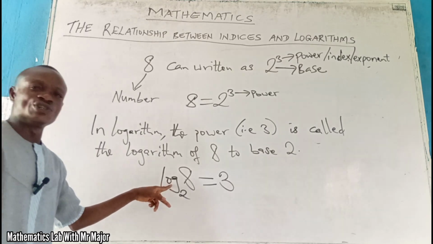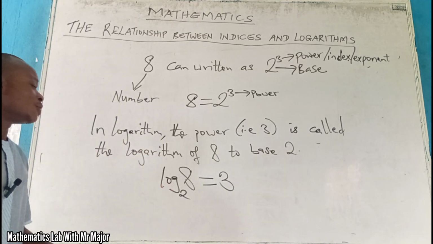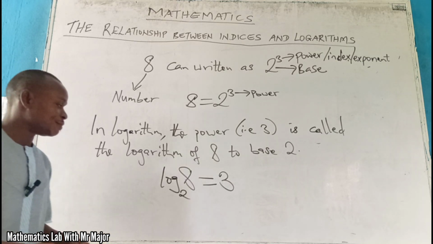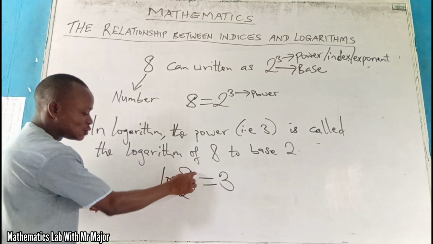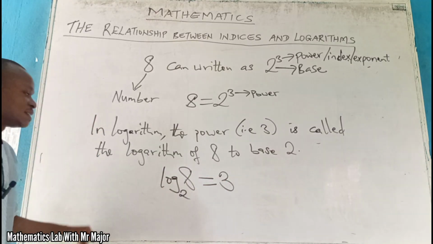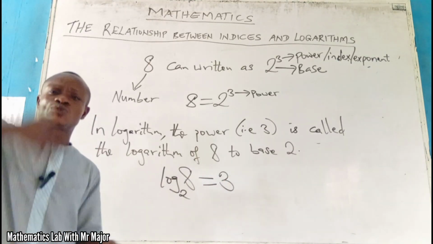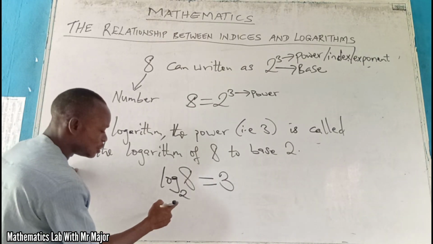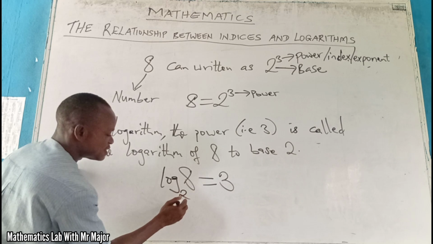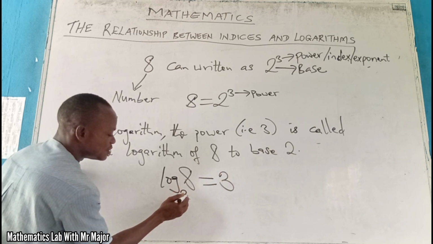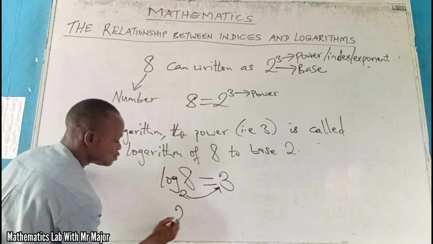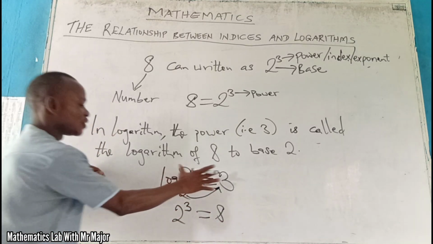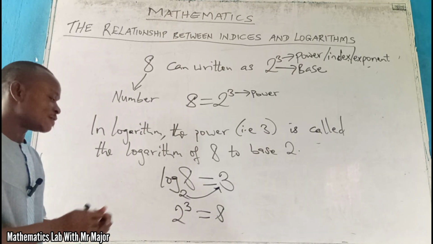So this log here is the short form of writing logarithm. It is an abbreviation for logarithm. So we say the logarithm of 8 to base 2 is equal to 3. Now, we can also turn this to index form, and it becomes 2 raised to power 3. This is the base, this is the power. So this base raised to this power, 2 raised to power 3, is equal to 8. So this is the logarithm form, and this is the index form.